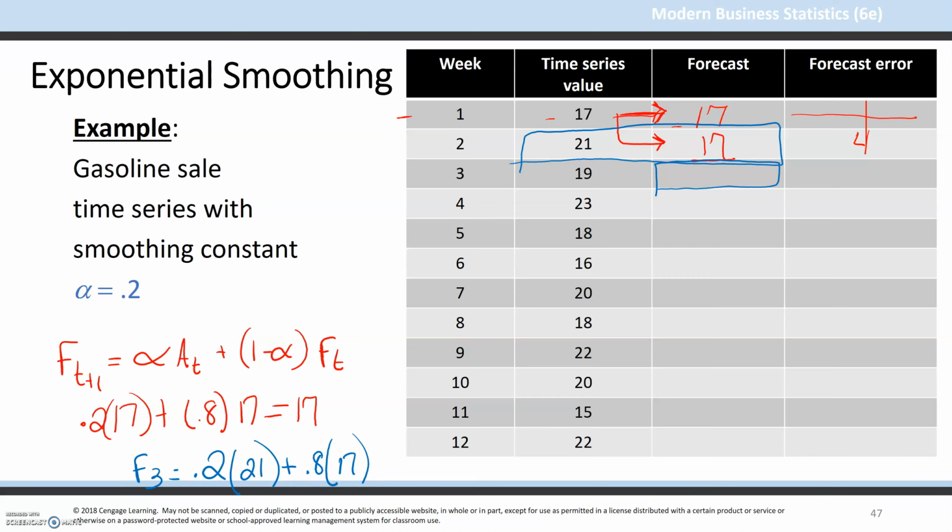I'm going to go ahead and calculate that through. Again, they're continuing to use 2 decimals, so I'll leave that as 2 decimals, and that comes out to 17.80. What would the error be? My actual for this time period minus my forecast for this time period. So 19 minus 17.8 gives me a forecasting error of 1.2.